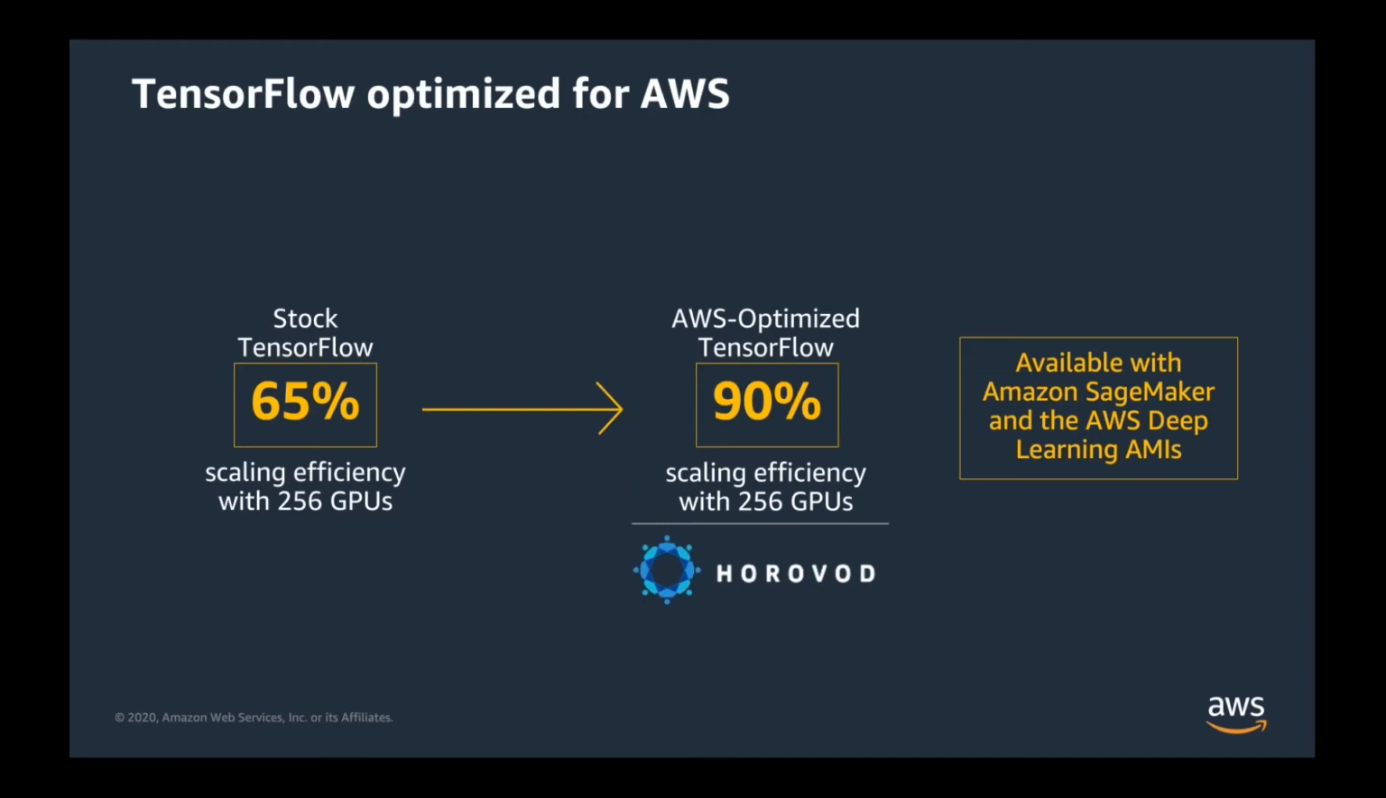You see stock TensorFlow has a 65% scaling efficiency with 256 GPUs. Now, with an AWS optimized version of that TensorFlow, you can see that goes up to 90% scaling efficiency with 256 GPUs, and this gives some significant performance improvements in your model training, especially with speed as well.